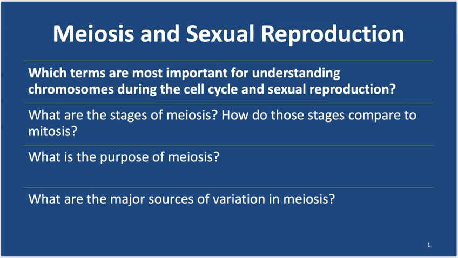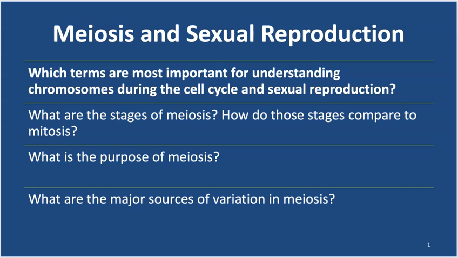Okay, here we are in module 4.2 where we're going to start to talk about sexual reproduction, and in particular about the creation of gametes. And gametes are just the eggs and the sperm. And so that's going to involve meiosis.